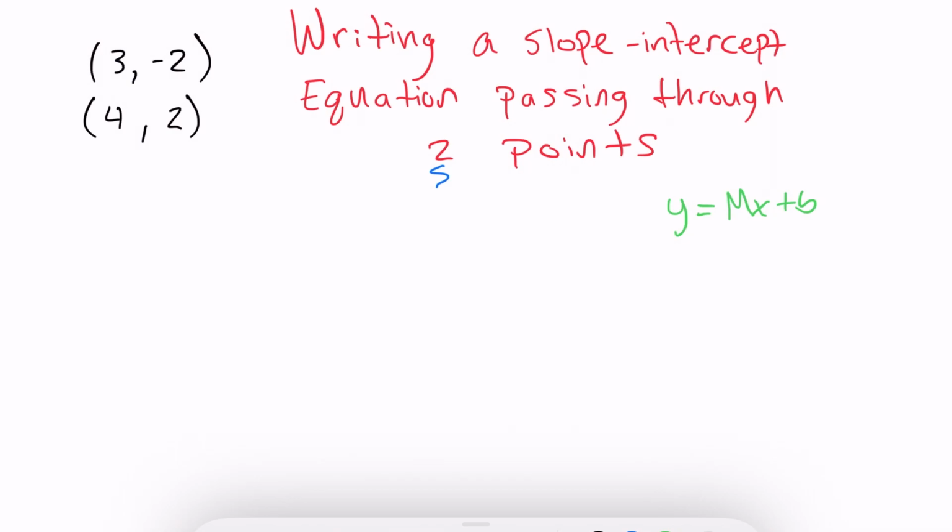Now, sometimes we will be given a graph and we'll have to translate that graph into a line, and that's typically done by identifying points on that graph or on that line that it passes through and going through this process. So that's what we're going to be doing.